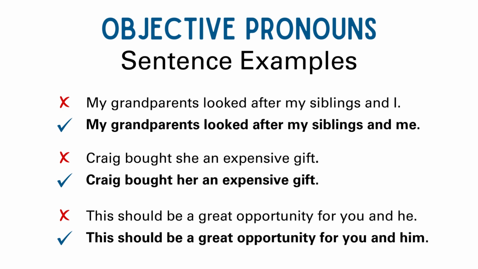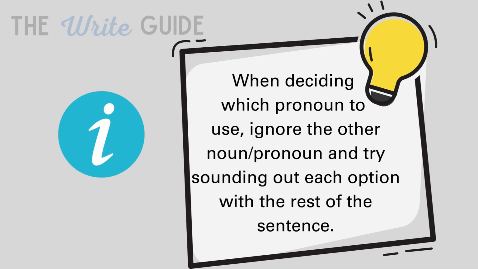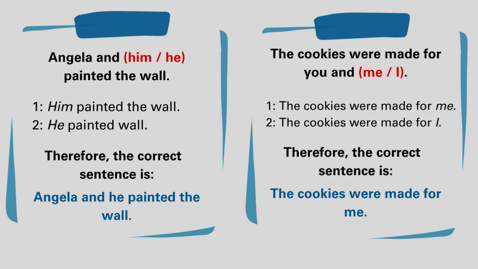It can be quite confusing at first, but with practice, you'll be able to determine which pronoun to use easily. To help you further, here's a quick tip. When deciding which pronoun to use, ignore the other noun or pronoun and try sounding out each option with the rest of the sentence. How do we apply this? Let's look at two examples here.